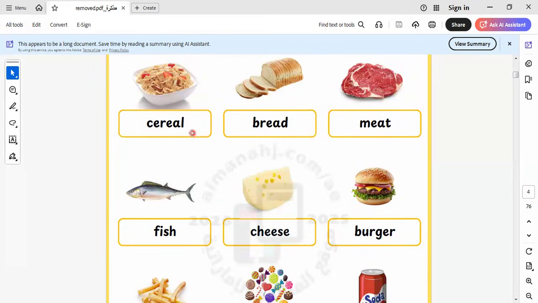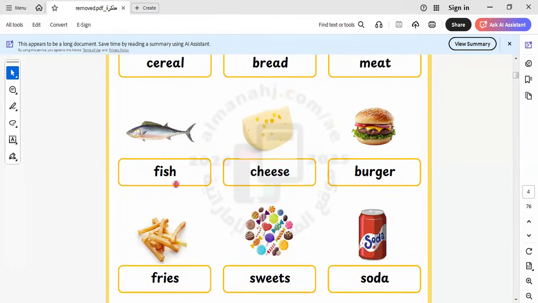Cereal, is it healthy or not healthy? Yes, I'm listening. You're saying it's healthy. Bread is healthy. Yes, it's healthy. Meat is healthy. Cheese is healthy. Fish is healthy.